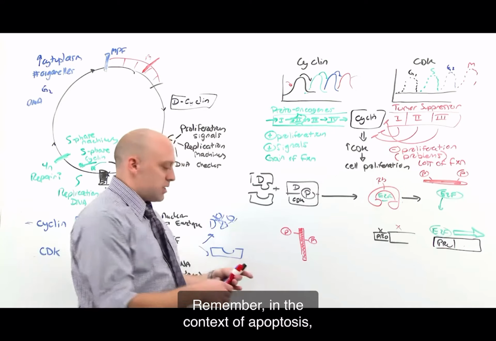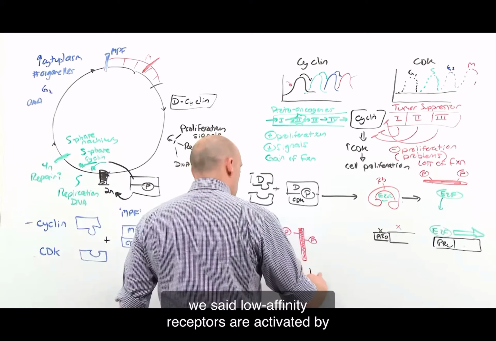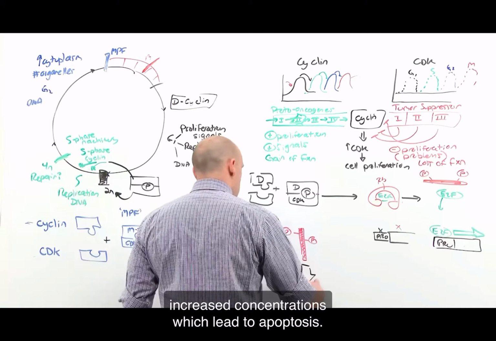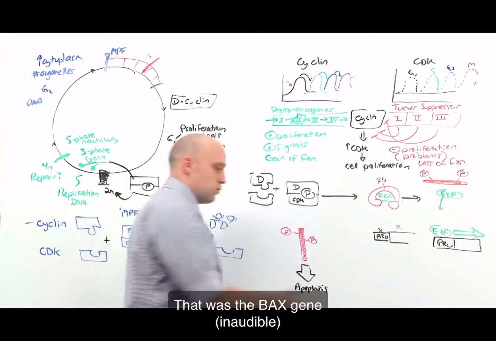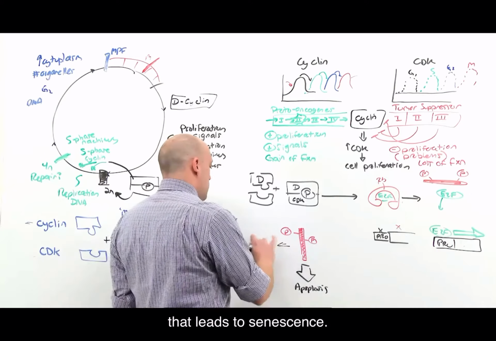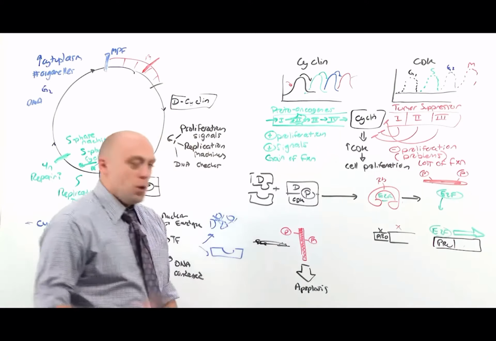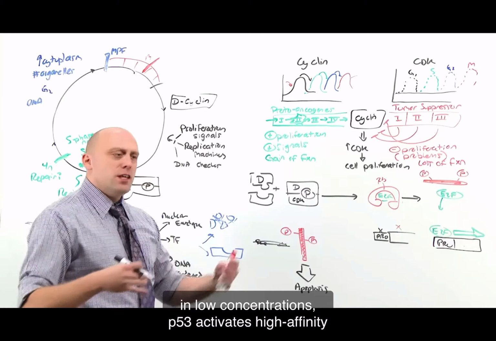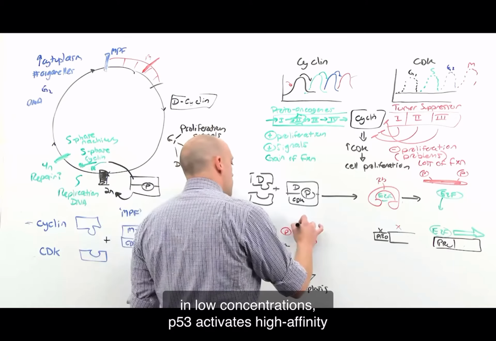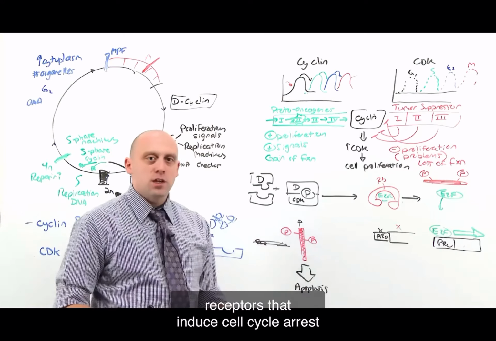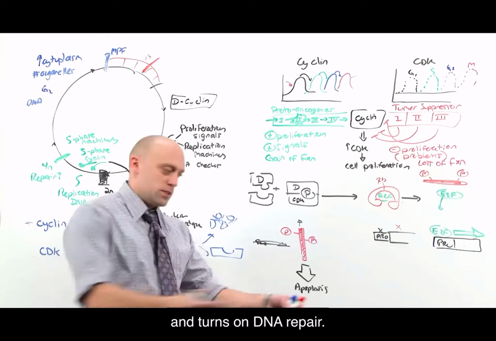Now remember, in the context of apoptosis, we said low affinity receptors are activated by increased concentrations, which lead to apoptosis. That was the Bax gene, Puma, Noxa. We said something about some moderate stuff that leads to senescence. I don't want you to learn that here. But we also just kind of vaguely said, in low concentrations, P53 activates high affinity receptors that induce cell cycle arrest and turn on DNA repair.